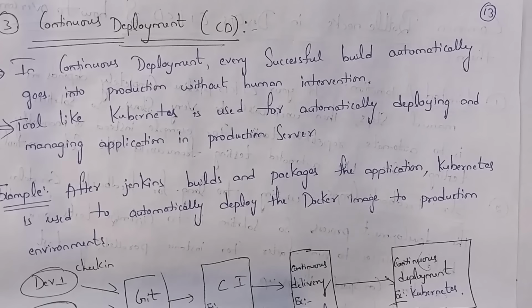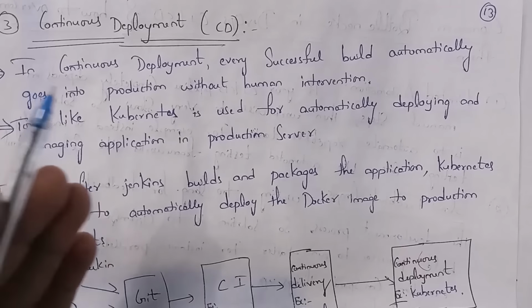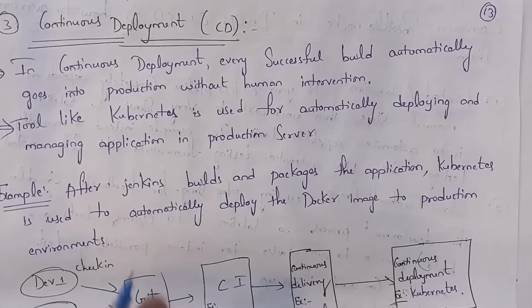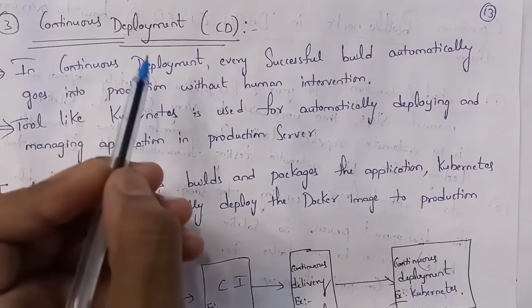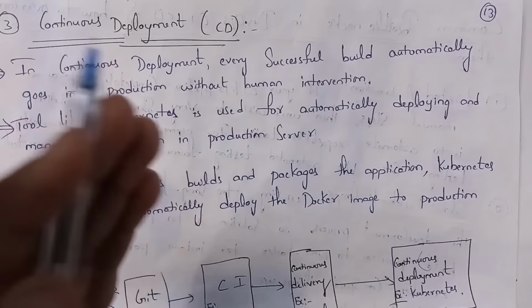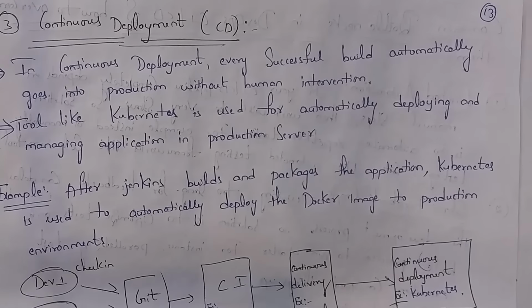As I already said before, continuous integration, continuous delivery, and continuous deployment, all these operations are performed automatically by the system itself. Human beings will not be involved. So in continuous deployment, every successful build automatically goes into production without human intervention. Guys, the production server is nothing but Kubernetes. We will place our application in Kubernetes, where Kubernetes is the production server.